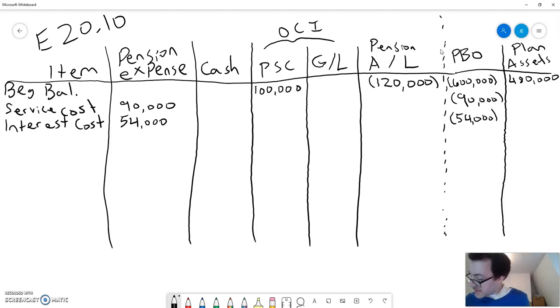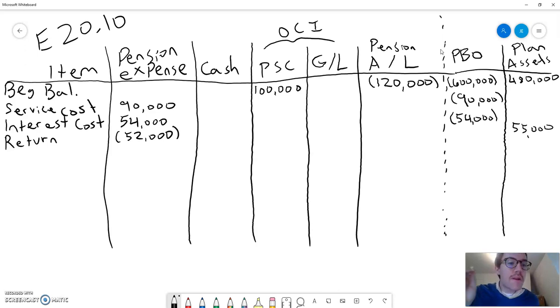Then the return on the plan assets, expected return. Okay, let's get into this. We expected a return of $52,000. So it's going to lower my pension expense by $52,000. However, my plan assets are not going to go up by what I expected them to, right? They're going to go up by what they actually went up by, right? And it says actual return on plan assets is $55,000. So you've got to debit this for 55. Debits must equal credits, right?